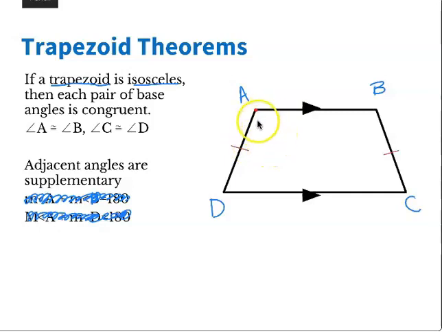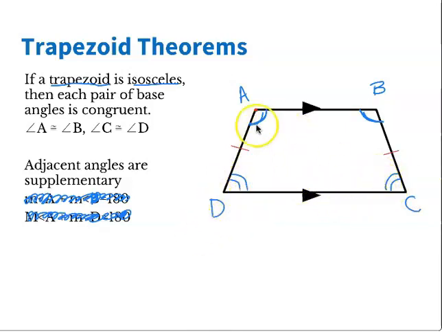That means that angle A and angle B will be congruent. And then that means that angle D and angle C will be congruent. So notice there's one arc here and one arc here, meaning A and B, those two angles are congruent. Then I did two arcs and two arcs here, showing us that angle C and angle D are congruent. These two angles are congruent.